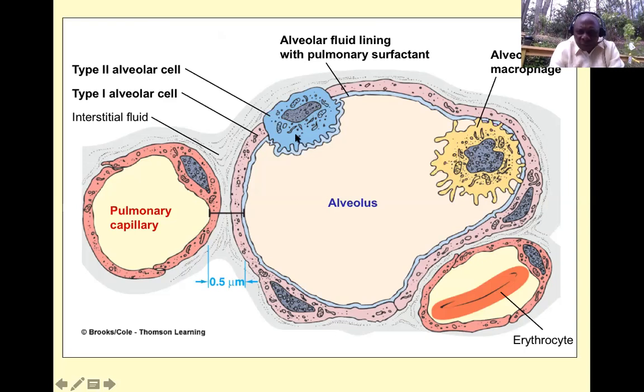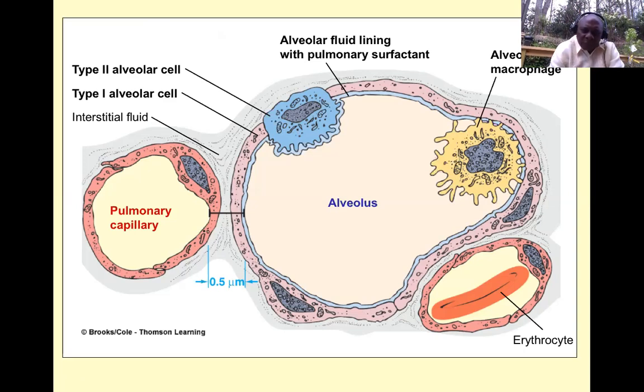Okay, so let's focus now on the alveolar. Like I said, we've already seen the type 2 alveolar cell and type 1. And then the third is the alveolar macrophage. So let's look at each one of them and see what they do. All right. Type 1 alveolar cells basically just form the cell wall of the alveolar.